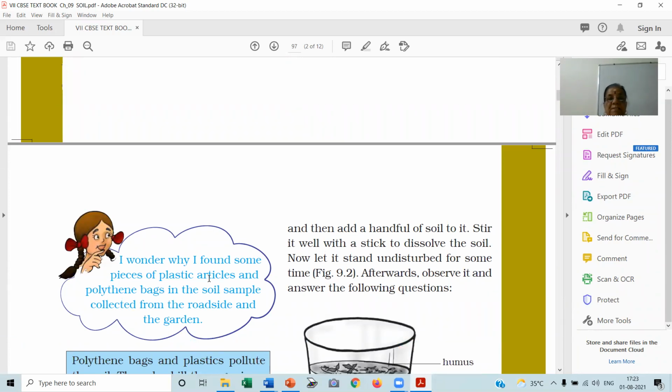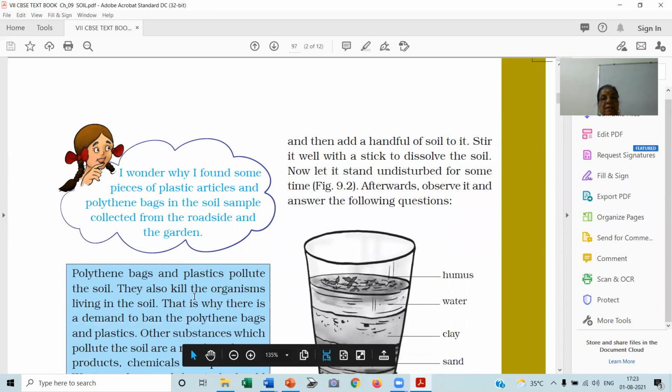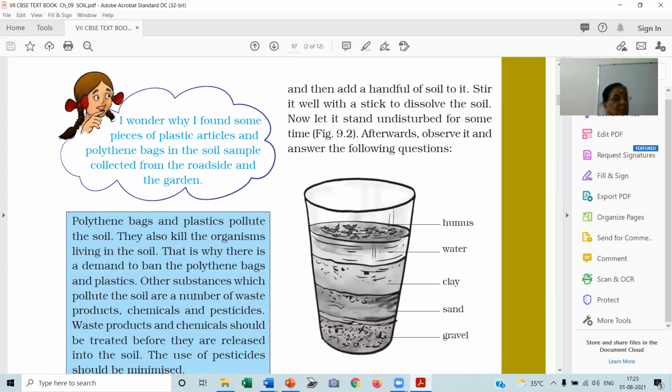We fairly found plastic articles and polythene bags in the soil sample collected from the roadside and the garden. From this we can see it. The next one is layers of soil.